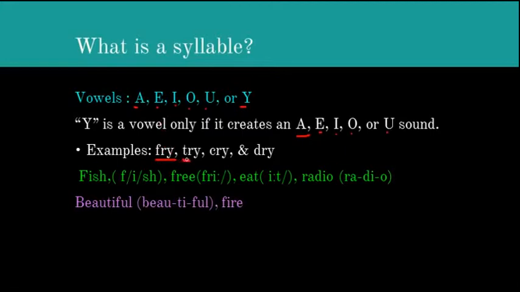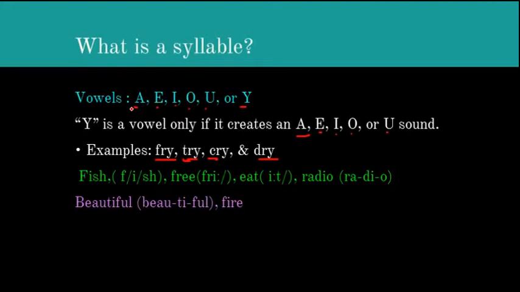In this word, try. If you pronounce try, in this word, Y is acting as vowel I. Cry and dry are the same as fry and try. So in these words, Y is creating a vowel sound, I. And the remaining letters in the alphabet are called consonants.